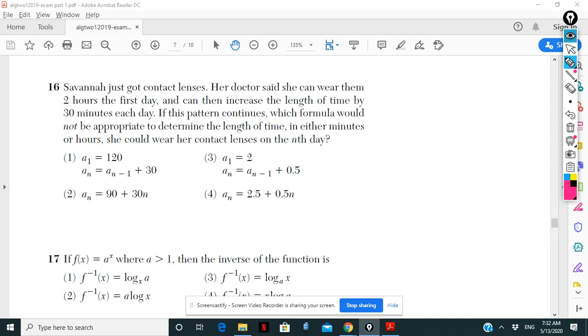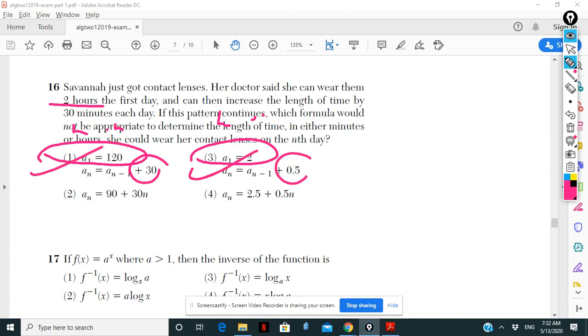So the first day, the doctor asked her to wear 2 hours. So what does it mean? The first term should be either 120 for minutes or 2 for hours. And it's increasing, so that's in minutes, that's in hours. The doctor said 30 minutes, so he is adding 30 minutes every time, or half an hour, so this is one correct. Now, this is the only difference.